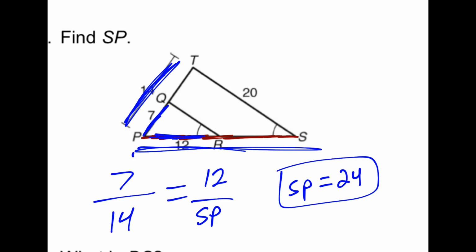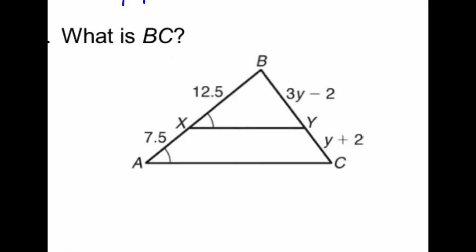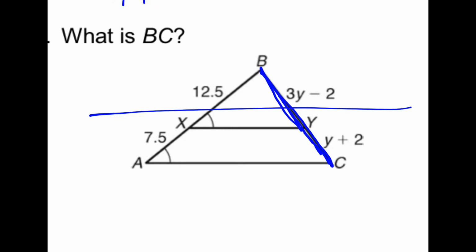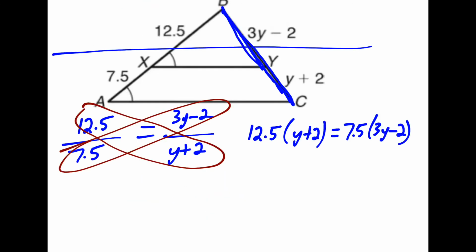Number 9 again requires you to pay close attention to what they're asking for. They're asking for this entire side length, BC. My preferred method on these type of triangles is just to draw a fraction bar straight across. And that allows me to say that 12.5 is to 7.5 as 3y minus 2 is to y plus 2. If I cross multiply this, I take 12.5 times the quantity y plus 2, which I'll leave in parentheses. And on the other side, I have 7.5 times the quantity 3y minus 2, which I will also leave in parentheses. I have to remember to distribute this outside term to both values inside of the parentheses.